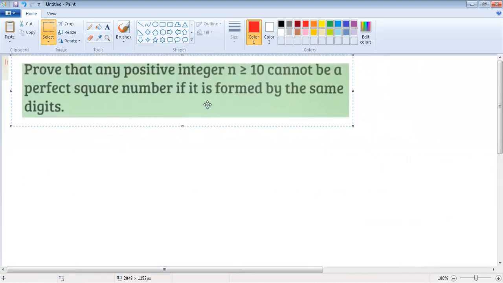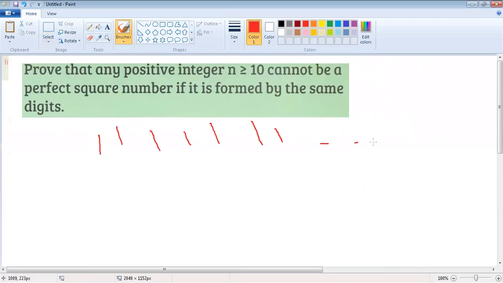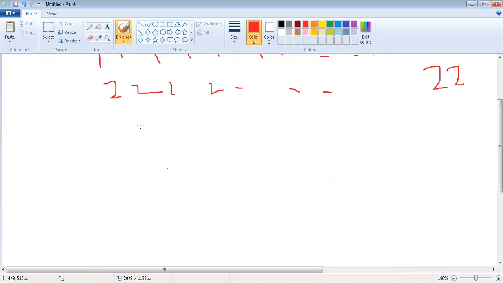Now this is the problem that states: prove that any positive integer n greater than or equal to 10 cannot be a perfect square if it is formed by the same digits. What does this question mean? That means 1111...1, n times, can never be a perfect square, or 2222...2 and so on can never be a perfect square. Similarly, up to 9999...9, this can never be a perfect square. This is a very elegant application of what we just learned.